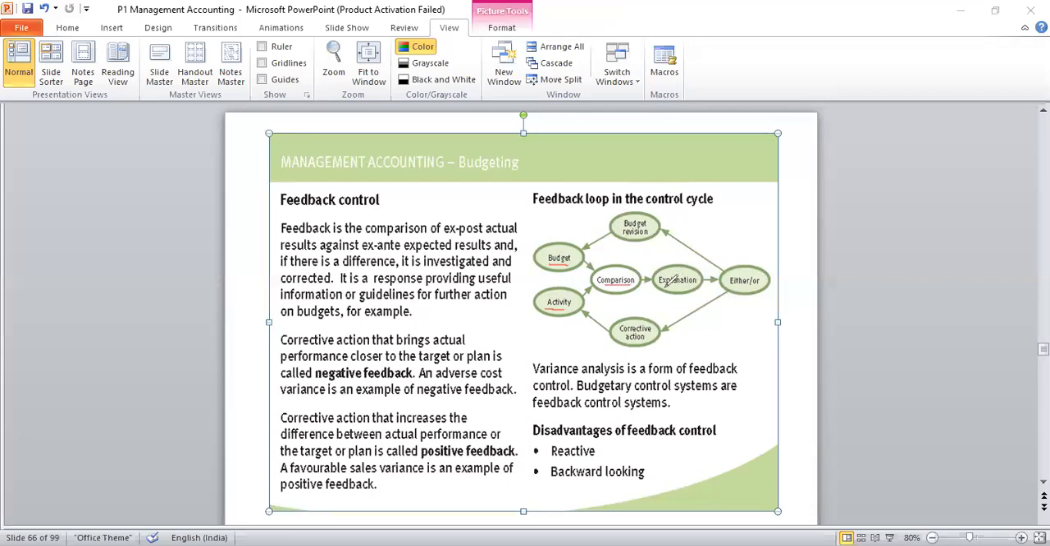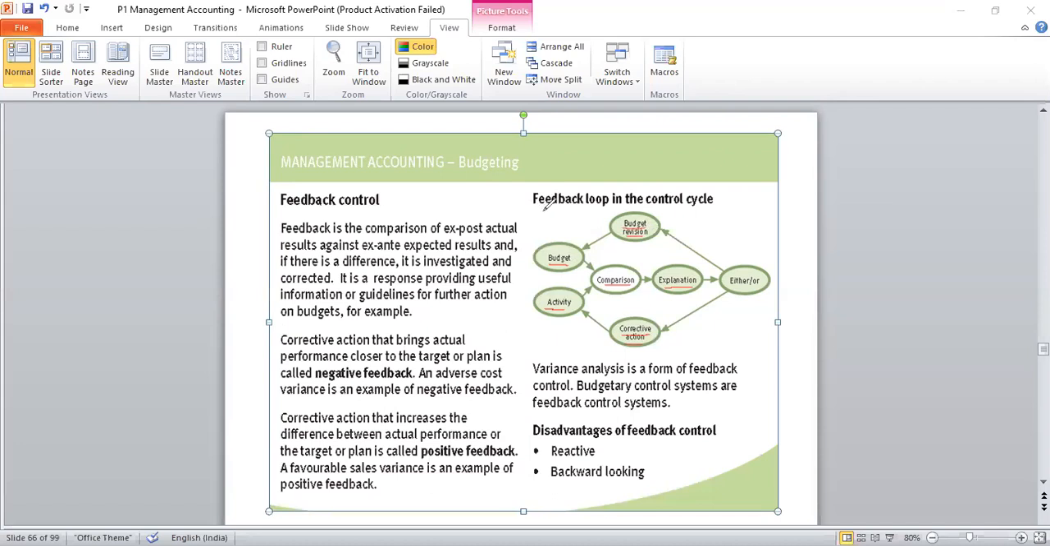When comparison takes place, if the actual activity is not on par with the budget, then they look into the reasons, examining the variations, examining the variances. Based on the variances, if there is a possibility of taking corrective action, they take corrective action and correct the variances, or they can also go ahead and revise the budget. Sometimes they may take up both of them. So this is about the feedback loop in the control system.